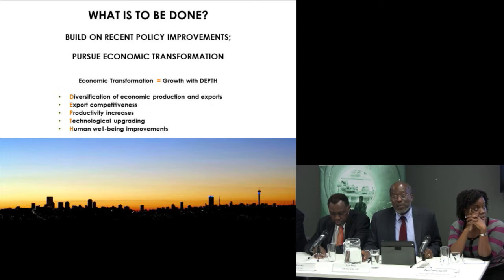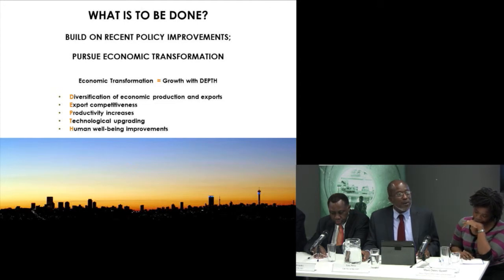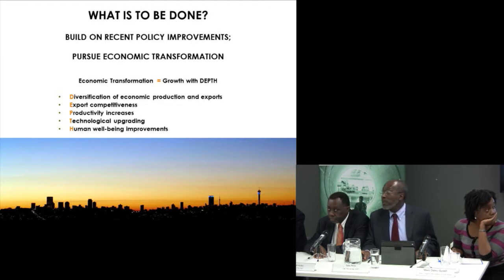We need to technologically upgrade how we produce things. At the end of the day, what really separates developed from developing countries is not so much per capita income, it's the technological capability with which they're able to do things in the economies. So that's important. And we're also saying that we don't do all these things just for their own sake.